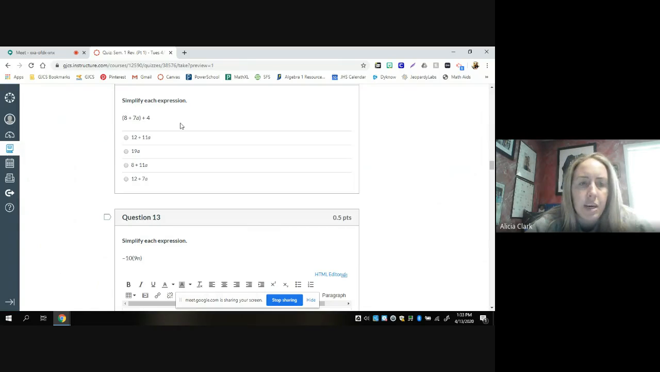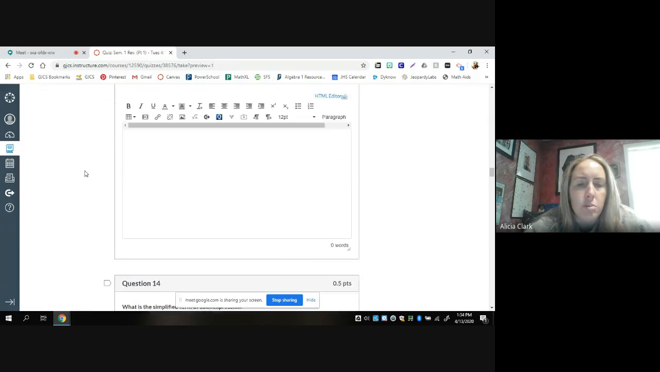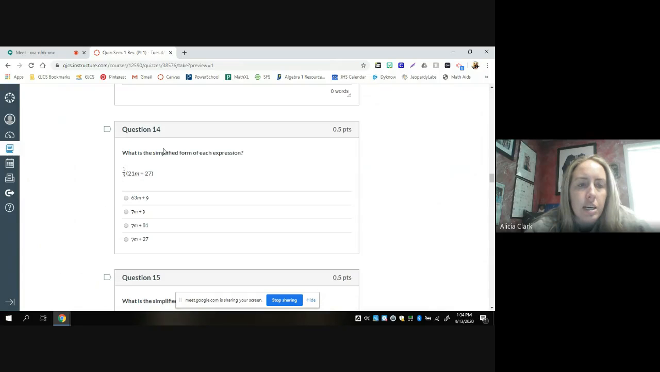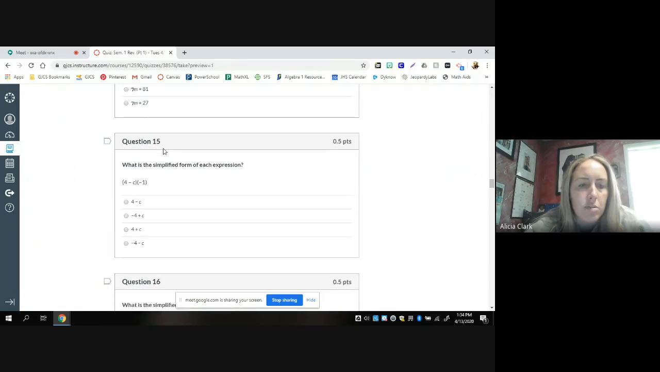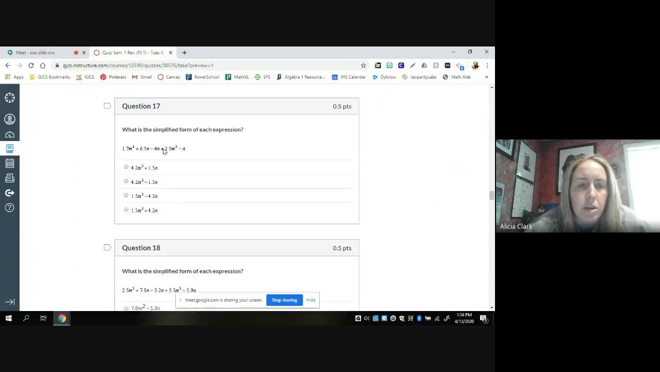Then we're going to get into simplifying expressions. So this is basically adding like terms. This one is just multiplying, doing distributive property. Whenever you get down to question 14, you're doing some distributive property, just multiplying. It just looks a little bit different in some of the questions.